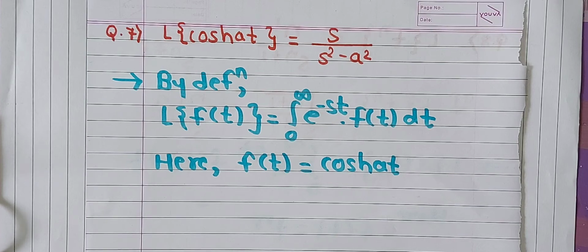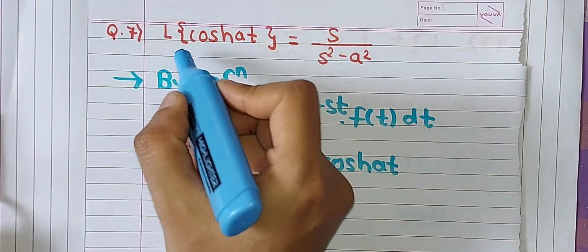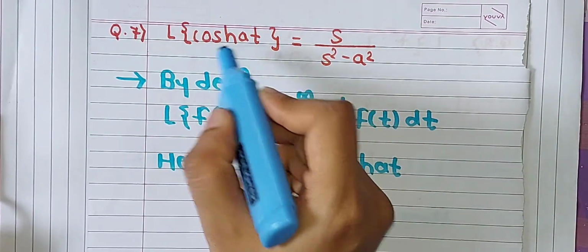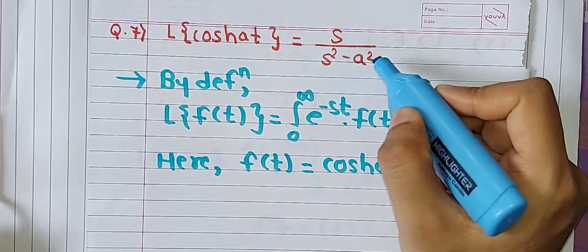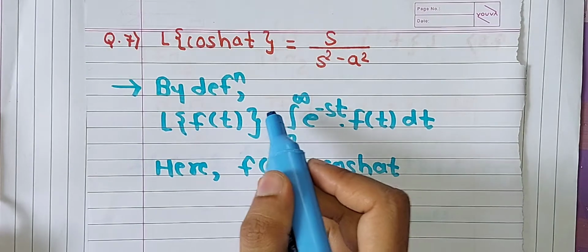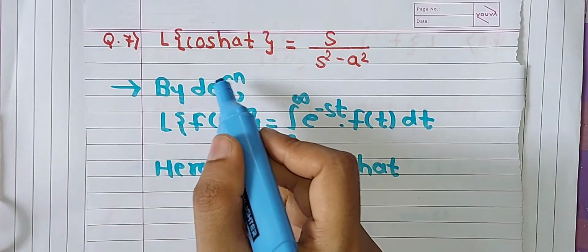Hi everyone, in this lecture we are going to discuss the next property of a Laplace transformation. That property is: prove that the Laplace transformation of cos hyperbolic at is equal to s divided by s square minus a square. Now, with the help of the definition, we have already discussed the definition of a Laplace transformation in lecture 1.